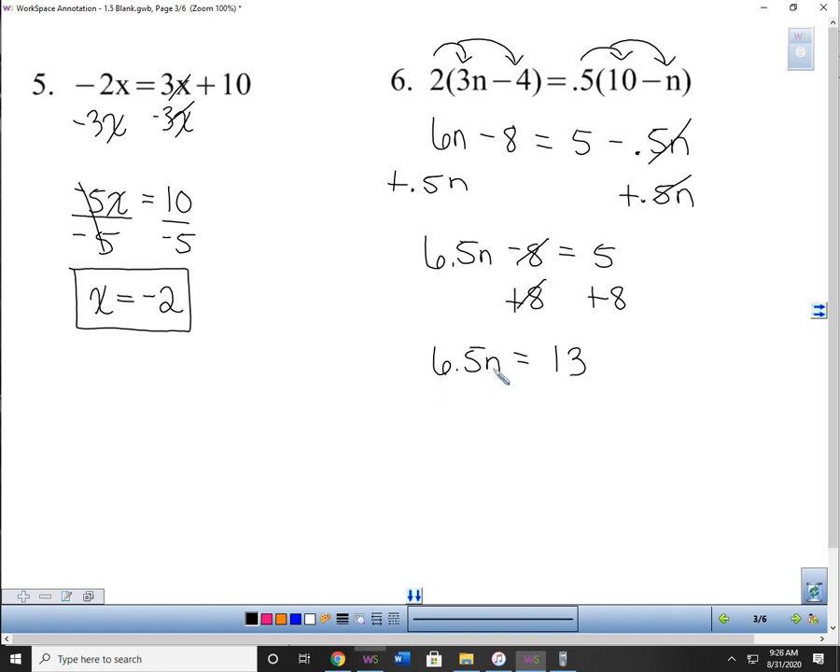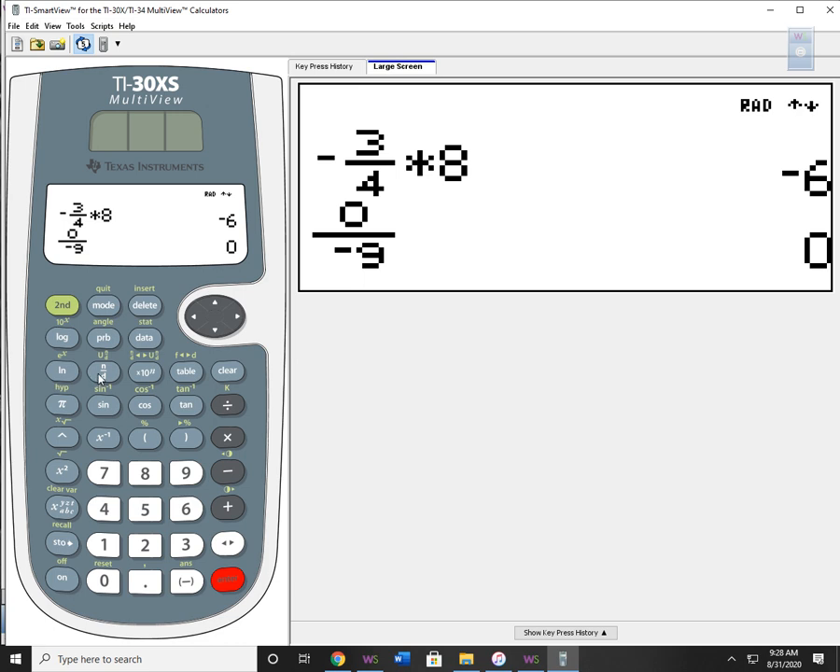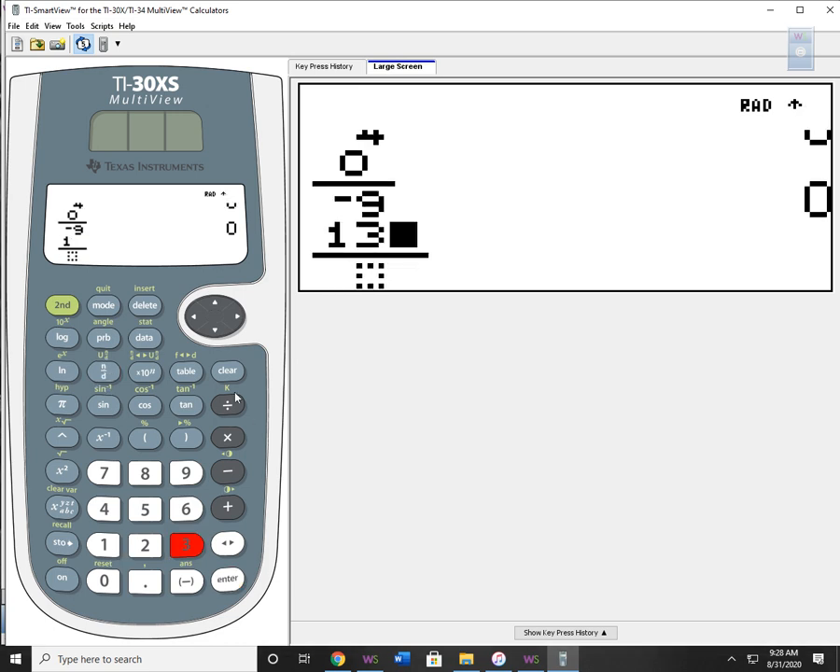And then the last thing I have to do is to undo the multiplying by dividing by 6.5. So if you don't know what that is, you can take your calculator and do 13 divided by 6.5. And that gives you 2. If you think about it, 6 times 2 would be 12, and then 2 halves would make another whole.